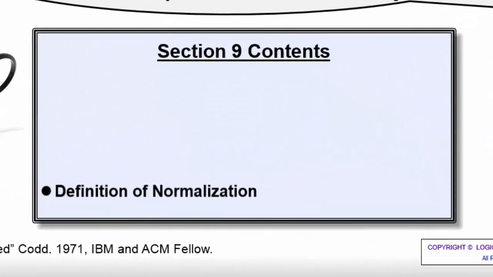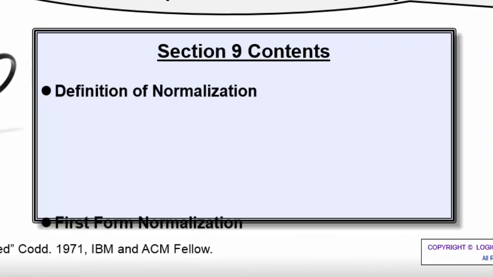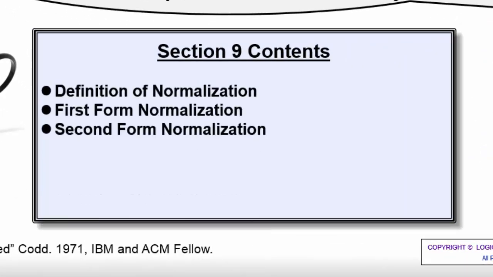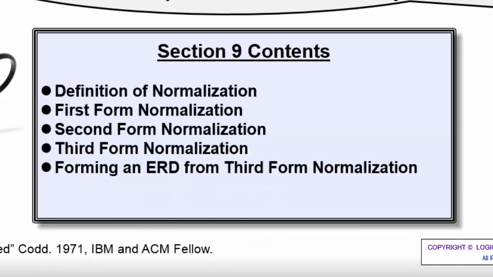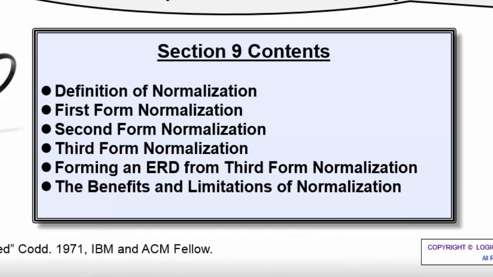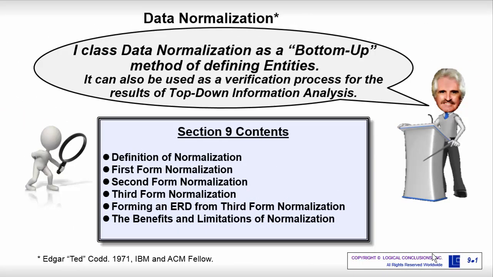Here's what we'll cover in this section: definition of normalization, first-form normalization, second-form normalization, third-form normalization, forming an ERD from third-form normalization results, and the benefits and limitations of normalization. Now, this section does seem to be a little technical, although I hope I've made the examples I show understandable and applicable to the business world's general audience.